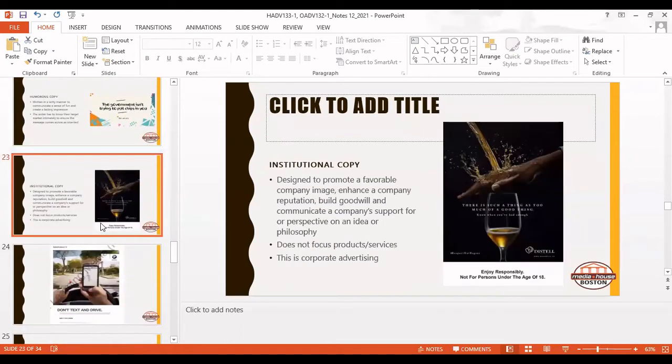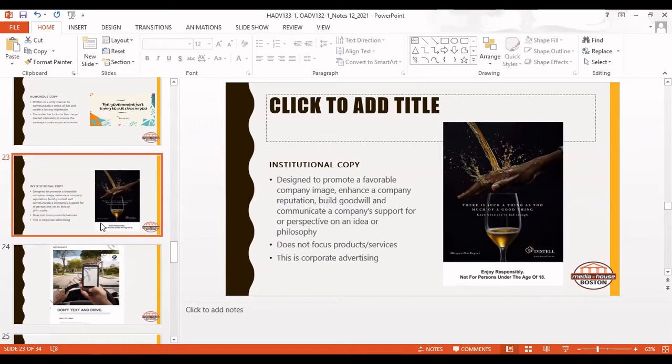Then we also have what we call institutional copy. These are designed to promote a favorable company image, enhance a company's reputation, build goodwill, and communicate a company's support for or a perspective on an idea or philosophy. It does not focus on products or services. This is corporate advertising.